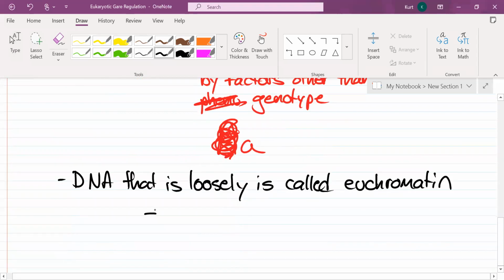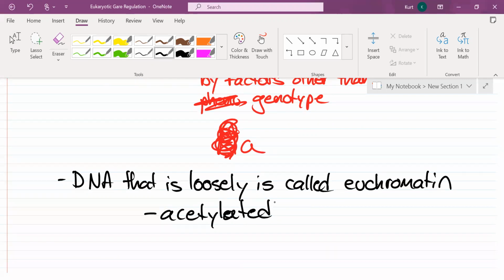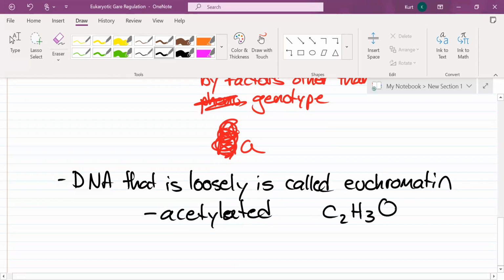So rather than be methylated, this is acetylated. It's basically been demethylated, which is the undoing of methylation. An acetyl group is going to be C2H3O. When you add one of those to DNA, it basically loosens it up. So RNA polymerase can express it.